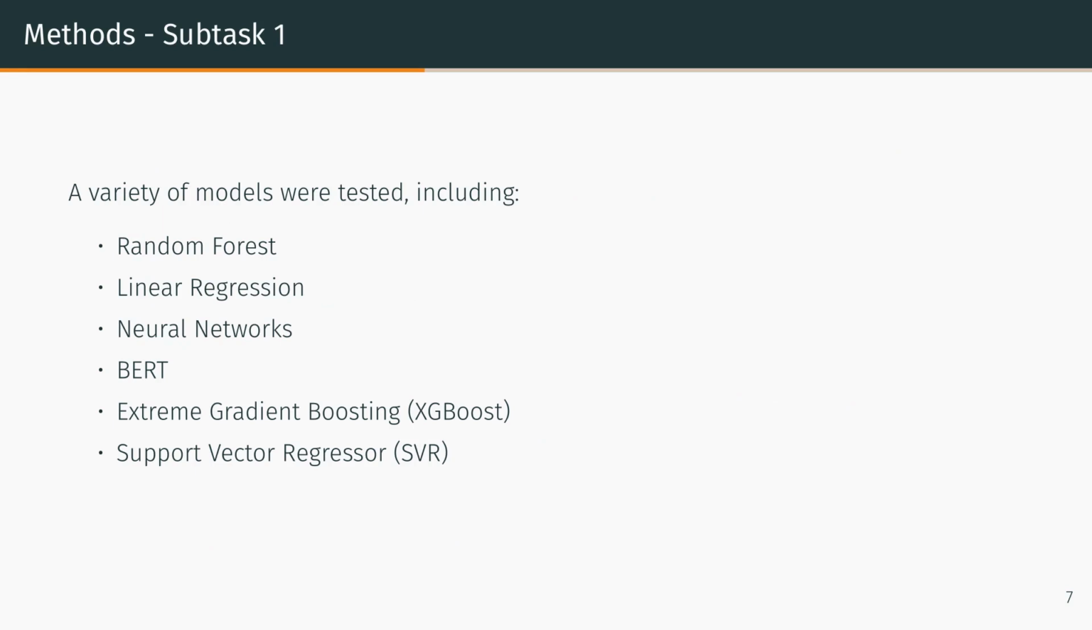So for the methods of the first subtask, we tested a variety of models, a few traditional ones like random forest and linear regression, but we also tested gradient boosting, and we also used a BERT model with a regression output layer.